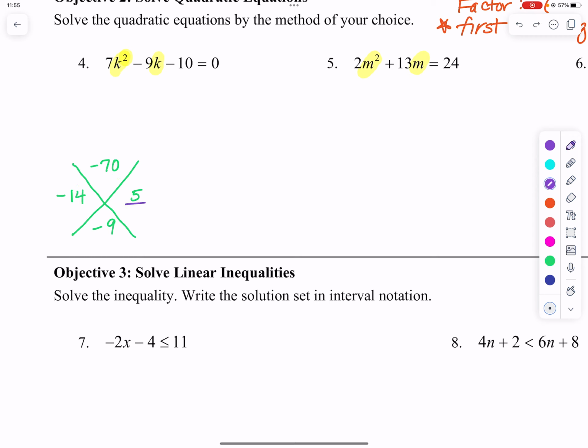We will go ahead and divide both of these by 7k, and we can reduce this one to a negative 2 over k. And this one, of course, is ready to go.